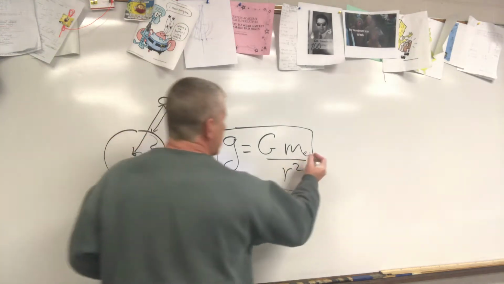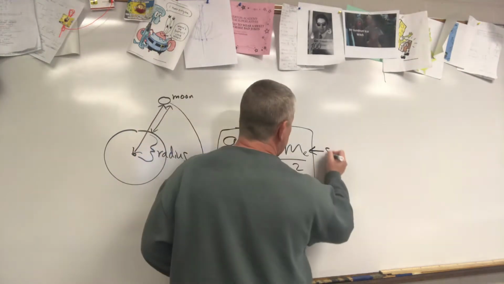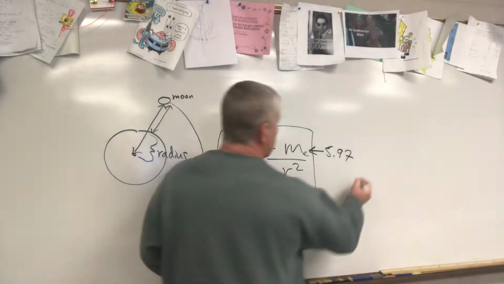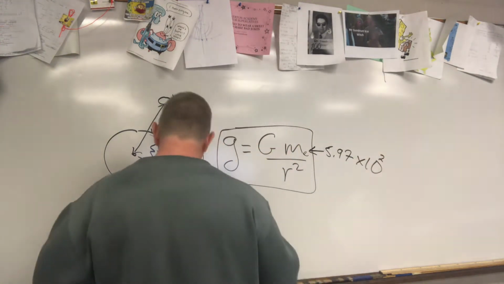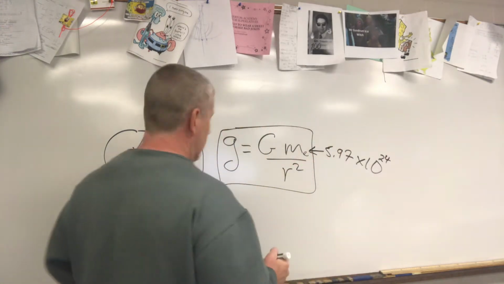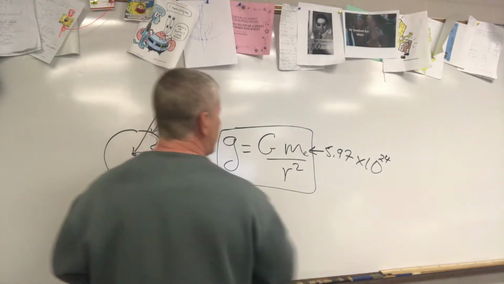So this mass of the Earth comes out to be 5.97 times 10 to the 24th kilograms. I'm running out of room there. It's looking kind of small, but we'll write that.